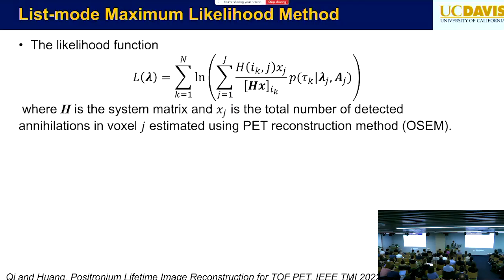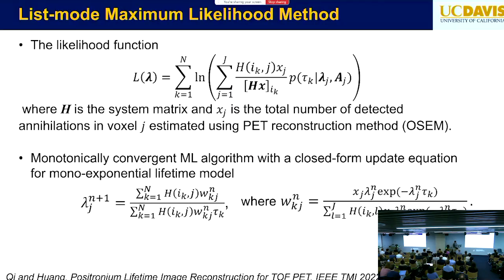And once we have this likelihood function, we can derive a maximum likelihood estimation. You can use a gradient descent method, obviously, but what we did is derive a closed-form monotonic update equation. This one was only for the single exponential model, so very simple, that's what we started with. But it's a very nice formula. It almost looks similar to the MLEM algorithm, but with a little change on the numerator and the denominator. The formula carries a similar spirit to the MLEM algorithm.